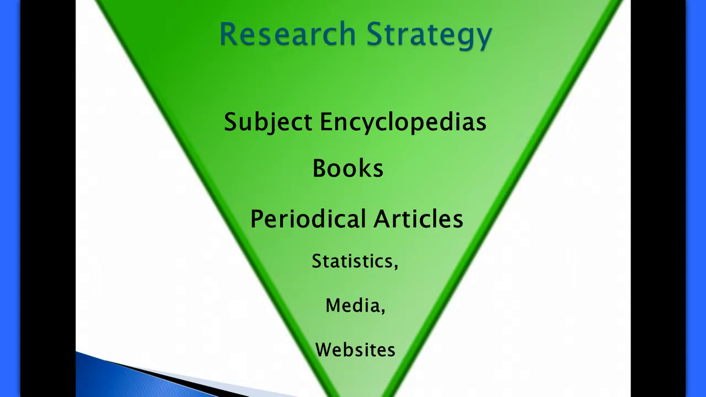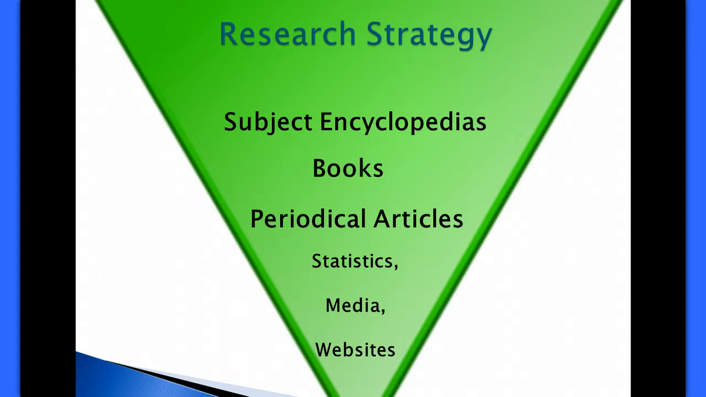So again, subject encyclopedias are going to be the broadest, with them providing a broad overview of a topic. Books then, also a broad resource, are more narrow than subject encyclopedias. They're able to focus in on the topic a bit more than the subject encyclopedias, but they're not as narrow as periodical articles. If you think about articles you find in journals, you usually find that those are representative of specific cases, maybe special experiments, something that's more specific about your topic.